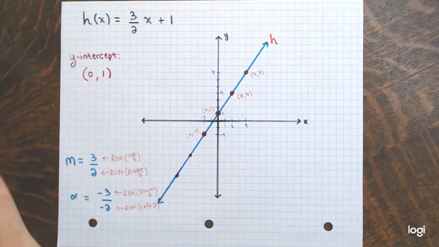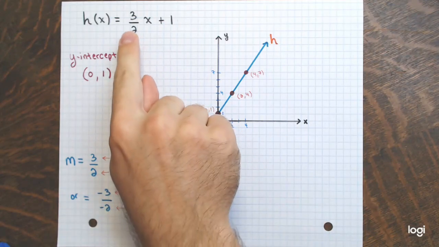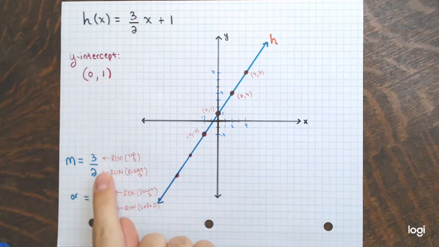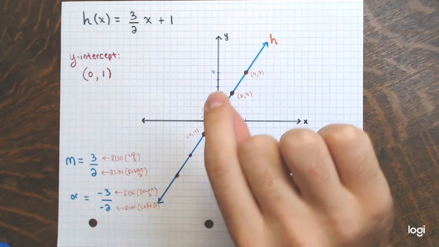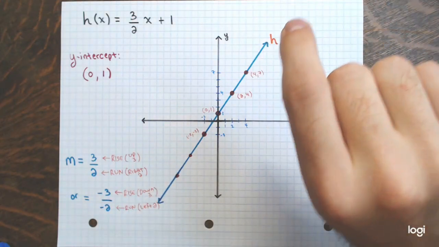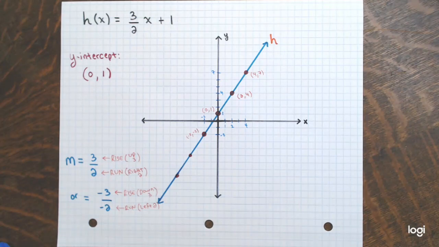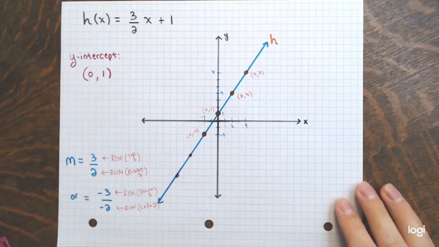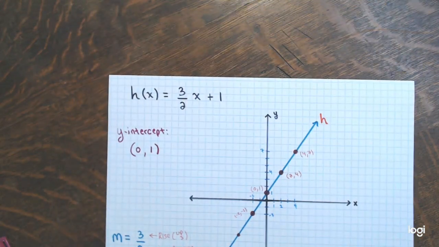Plot a point, and then use the slope. And notice again how this particular linear function had a positive slope, positive 3 halves, and you see how it goes up as you move to the right, up and to the right, just like the first example that had a positive slope. All right, and I have one last example here.